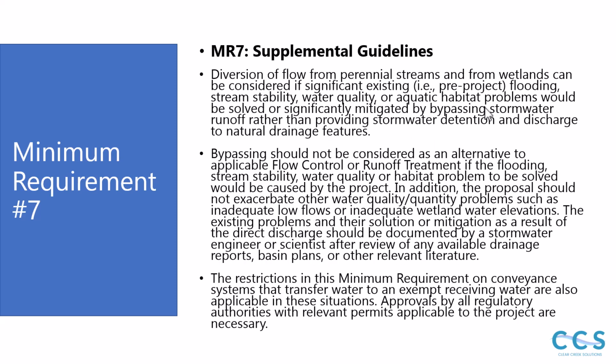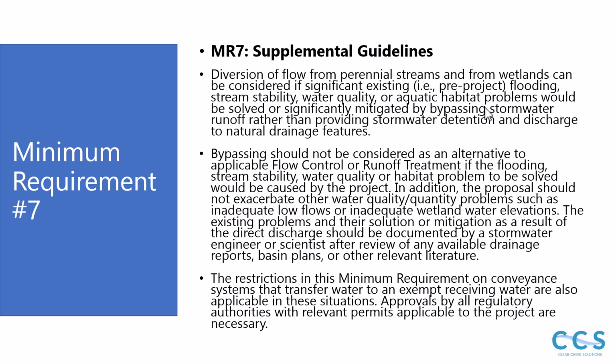Diversion of flow from perennial streams and from wetlands can be considered if significant existing, i.e. pre-project flooding, stream stability, water quality, or aquatic habitat problems would be solved or significantly mitigated by bypassing stormwater runoff, then providing stormwater detention and discharge to natural drainage features. Bypassing should not be considered as an alternative to applicable flow control or runoff treatment if the flooding, stream stability, water quality, or habitat problem to be solved would be caused by the project. The proposal should not exacerbate other water quality and quantity problems such as inadequate low flows or inadequate wetland water elevation. The existing problems and their solutions or mitigation as a result of the direct discharge should be documented by a stormwater engineer or scientist after review.